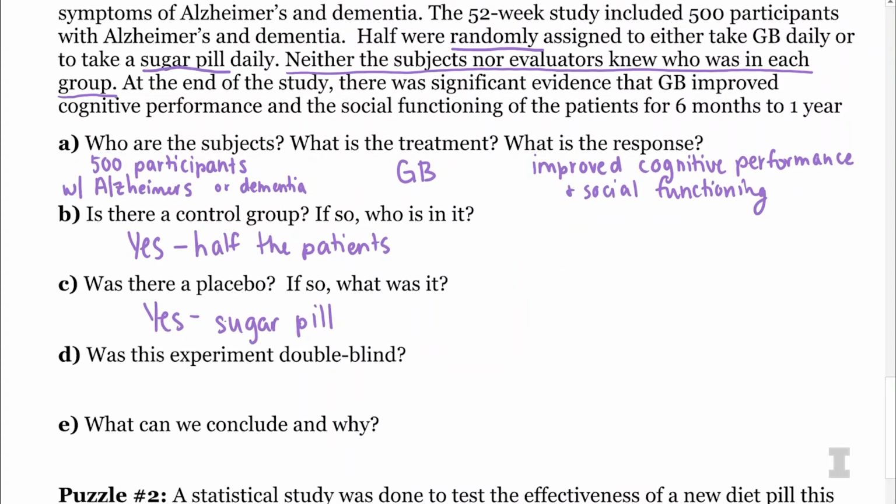And then D said, was this experiment double blind? And it did say neither the subjects nor the evaluators knew who was in each group. So that is an indicator that this was double blind. And a question that I often get asked about double blind studies is, if the subjects don't know who's in which group, and if the evaluators don't know, then who knows?